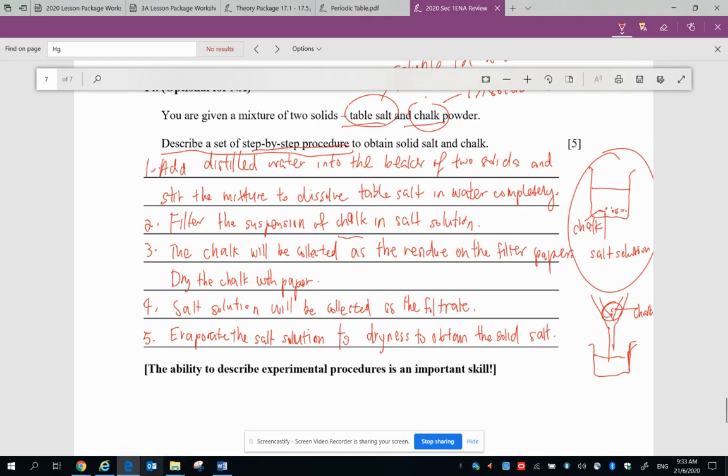So remember, step by step, write out the steps 1, 2, 3, 4, 5, and try to describe it as fully as you can so that the person who's carrying out the experiment knows what is happening. Okay, so that's all for this worksheet for now. We will do the other questions after we have completed the chapter.